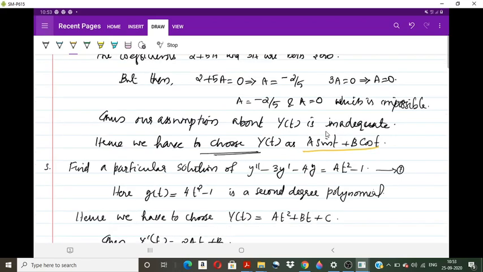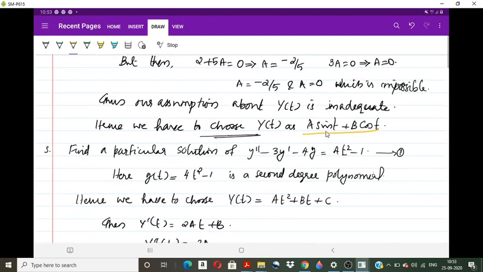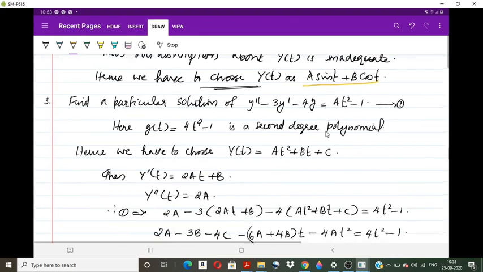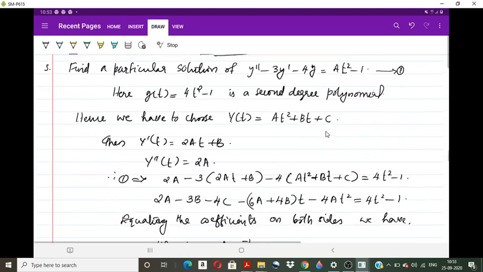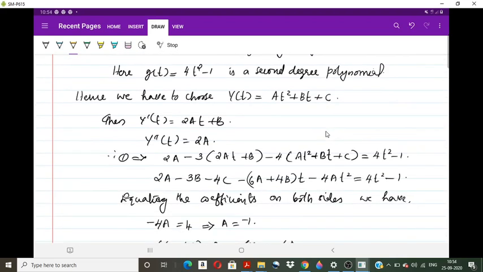Next problem is find a particular solution of y double dash minus 3y dash minus 4y equal to 4t square minus 1. Here g of t is a second degree polynomial. So we have to choose y of t as a t square plus bt plus c. Then in the same way find y dash and y double dash, then substitute in equation number 1. Then rearrange the coefficients. That is, separate the coefficients of t square, t and the constant term and equate with the coefficients on the right side. So t square, when we equate the coefficients on both sides, the t square coefficient on the right side is 4 and on the left side it is minus 4a.